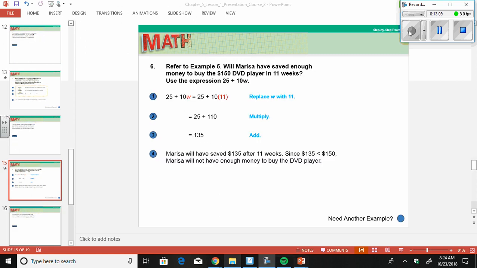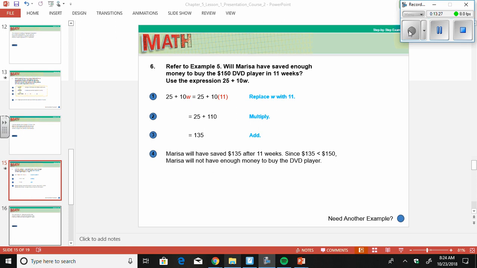Refer to example 5. Will Marissa have saved enough money to buy the $150 DVD player in 11 weeks? Use the expression 25 plus 10W. That's the one that we came up with before. To put in 11 for our weeks, we replace the W with 11.